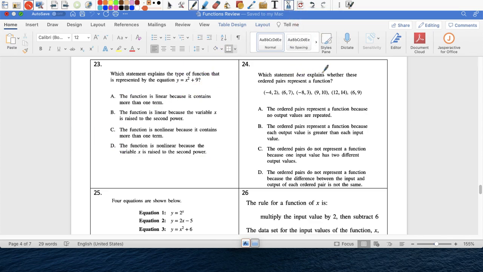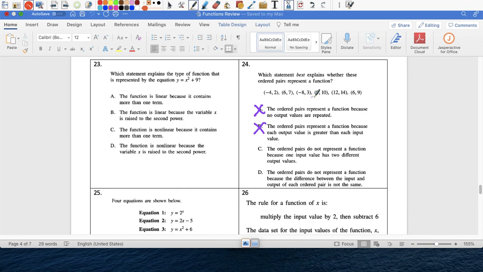24, which statement best explains whether these ordered pairs represent a function? The ordered pairs represent a function because no output values are repeated. Absolutely not. Ordered pairs represent a function because each output value is greater than each input value. Complete garbage. The ordered pairs do not represent a function because one input value has 2 different output values. No. Well, first of all, let's see if it's a function. I forgot to do that.